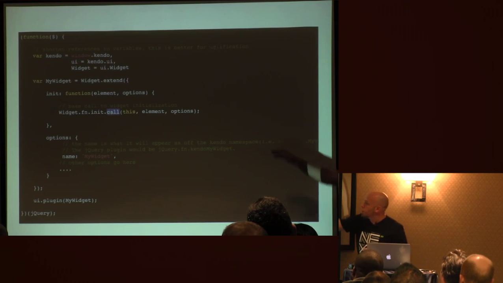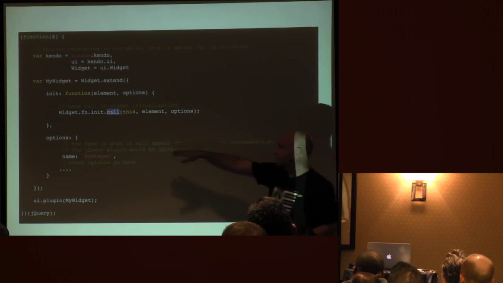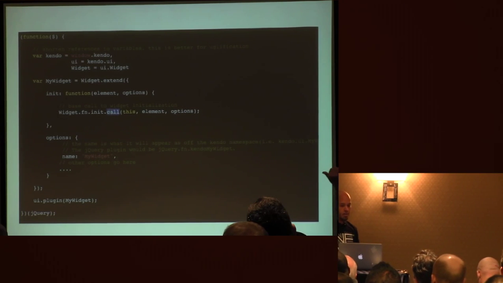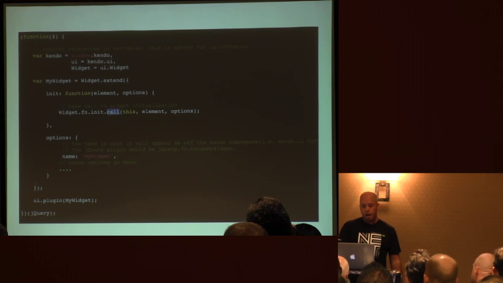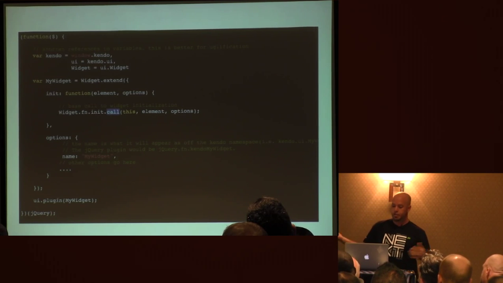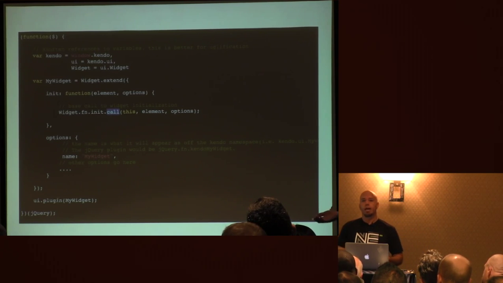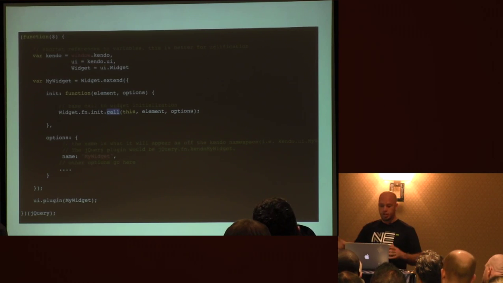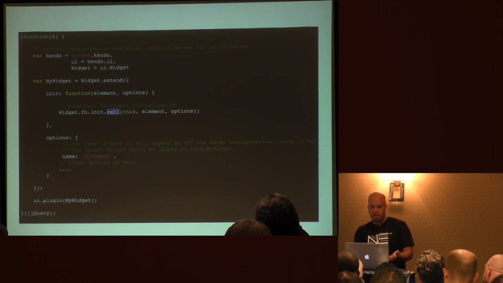Okay, so we're calling this, right, this is the base, that's the super. And then we can also override our options and give that widget a name. And then right here is where we're actually adding the widget into the Kendo UI namespace so that we can then select some element and then say my widget, right? Whatever, right here it's called my widget, so that's what we'd actually use.